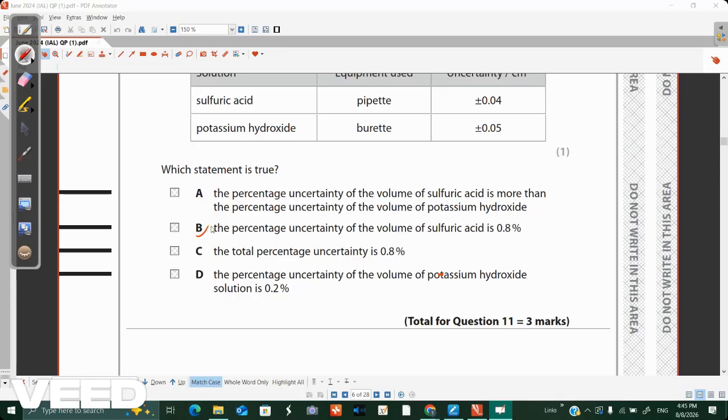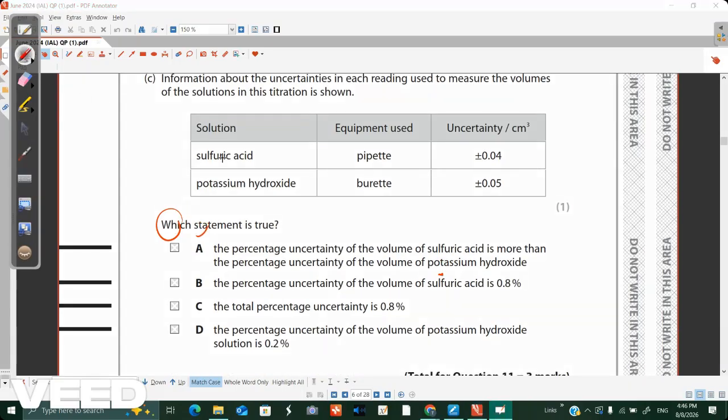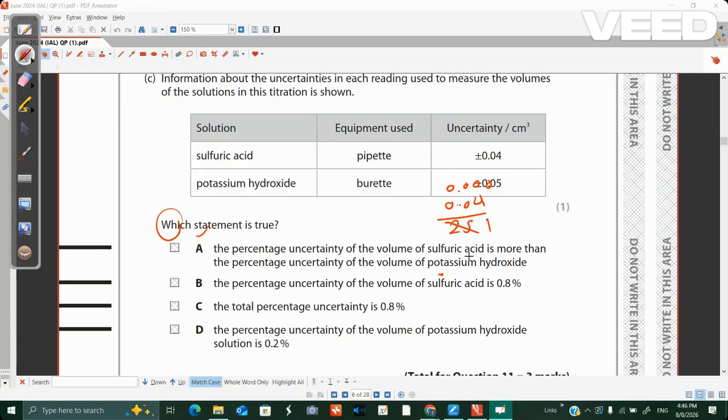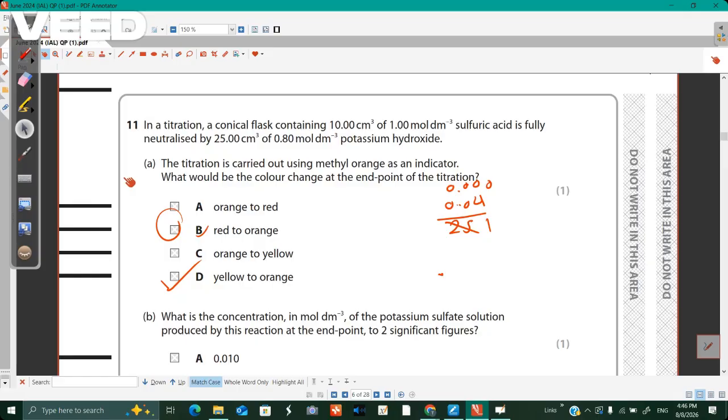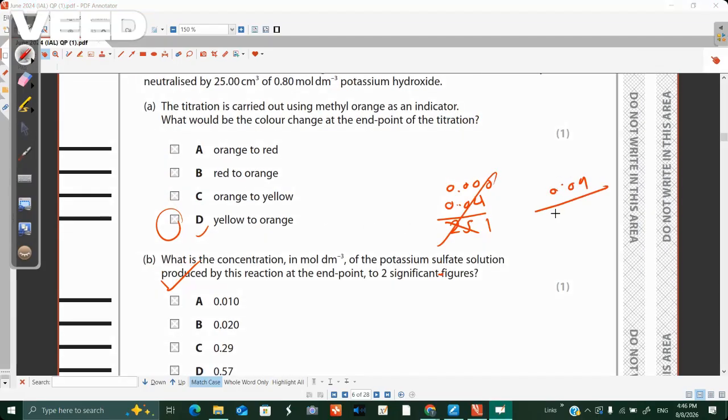So the second answer, the percentage uncertainty of the volume of sulfuric acid is 0.08. So let's do the calculation and see whether it is correct. Volume is, the pipette 25 and it is 0.04, right? So 25 times 400. Percentage uncertainty of the volume of sulfuric acid is 0.08. Volume measured is what? 10. Then it is 0.04 over 10.